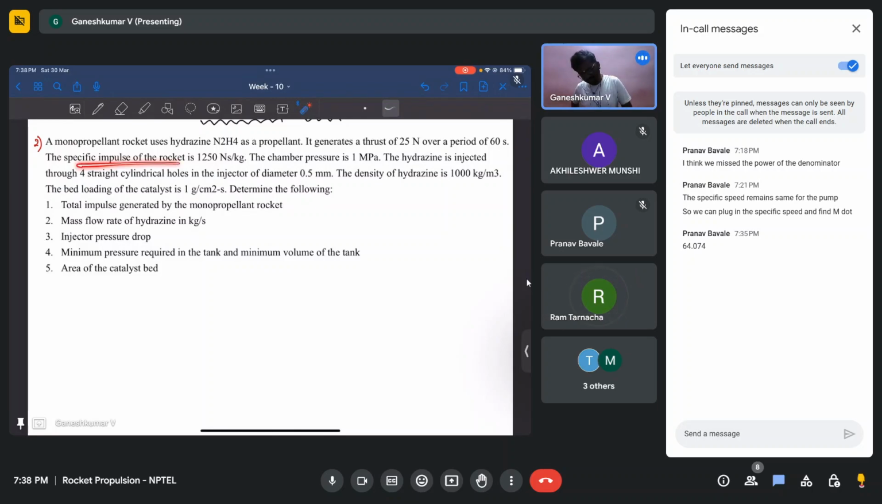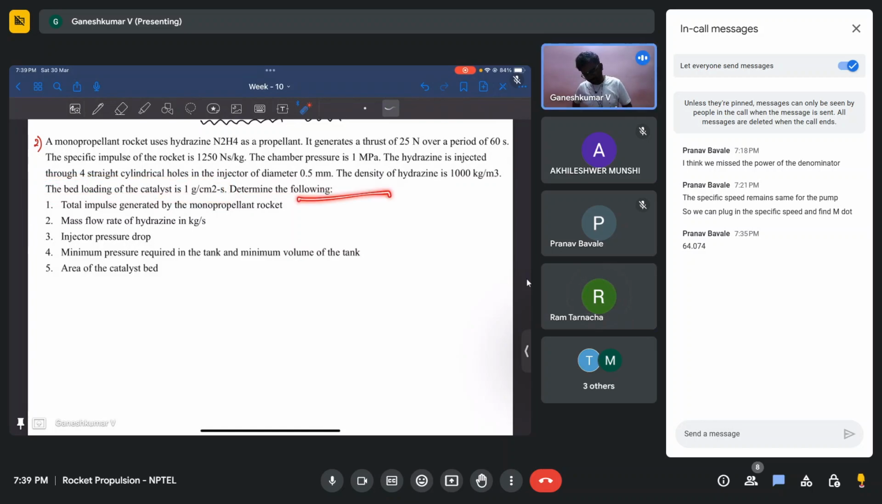The specific impulse is also given. The chamber pressure is also given; you can see it's a very low chamber pressure. The hydrazine is injected through 4 straight cylindrical holes in an injector, whose diameter is also given. The density of hydrazine is also given. In addition, they have this catalyst bed. We'll come to why we need the catalyst.